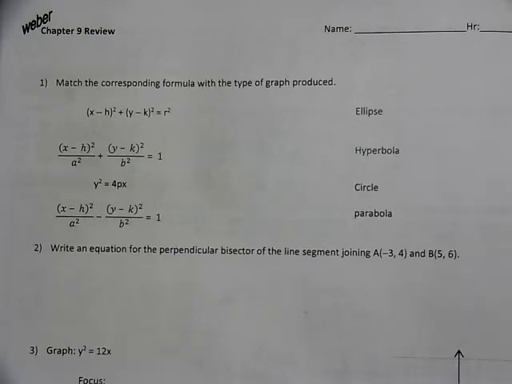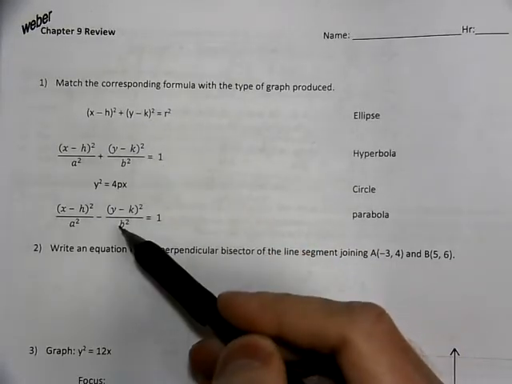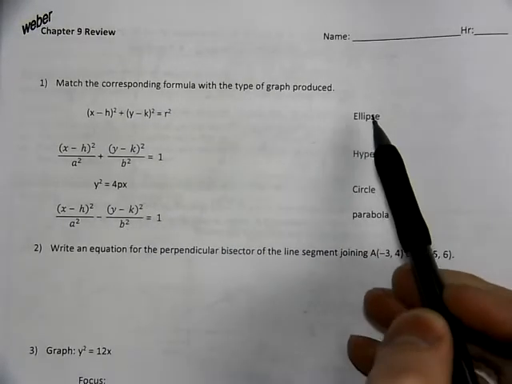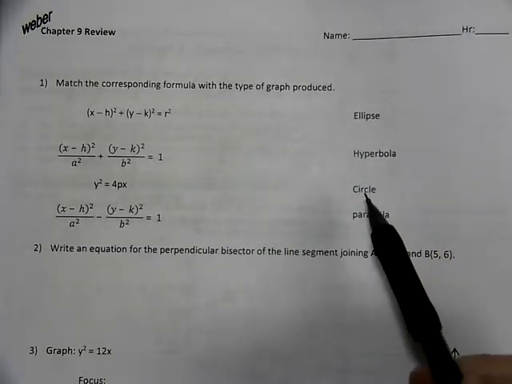This is the review for Chapter 9. We're looking at our four types of equations, and we have to determine which one is an ellipse, which one's a hyperbola, circle, or parabola.